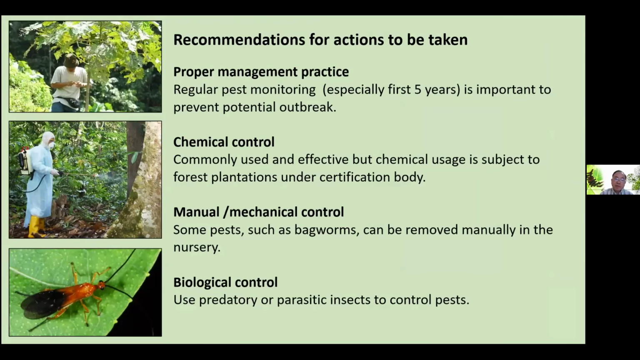On recommendations for actions to be taken, I believe that it is very important to have regular pest monitoring, especially in the first 5 years, to prevent potential outbreaks. And in many incidents, chemical control is commonly used and effective, but the usage is subject to forest plantations under certification. And some pests, such as bagworms, can be removed manually in the nursery, and biological control using predatory or parasitic insects is very much being encouraged in the field.